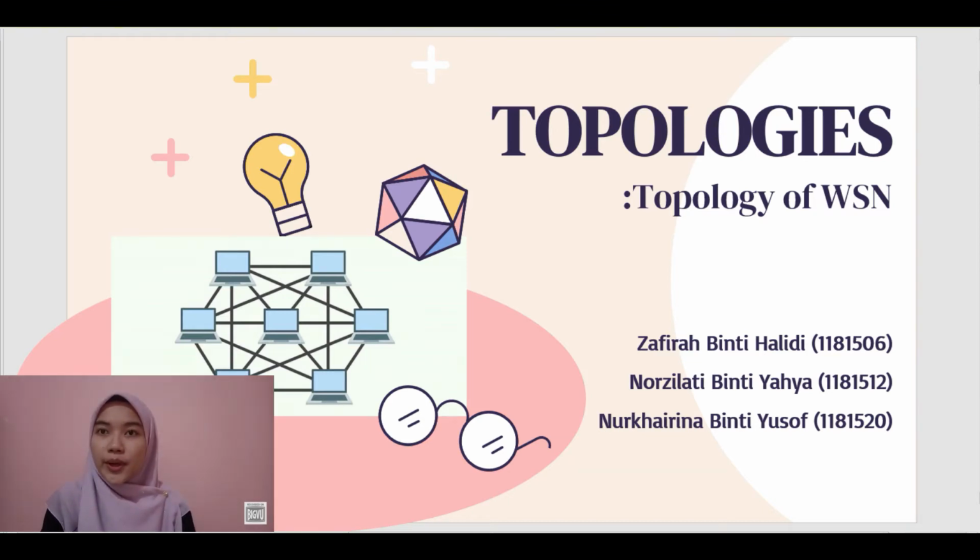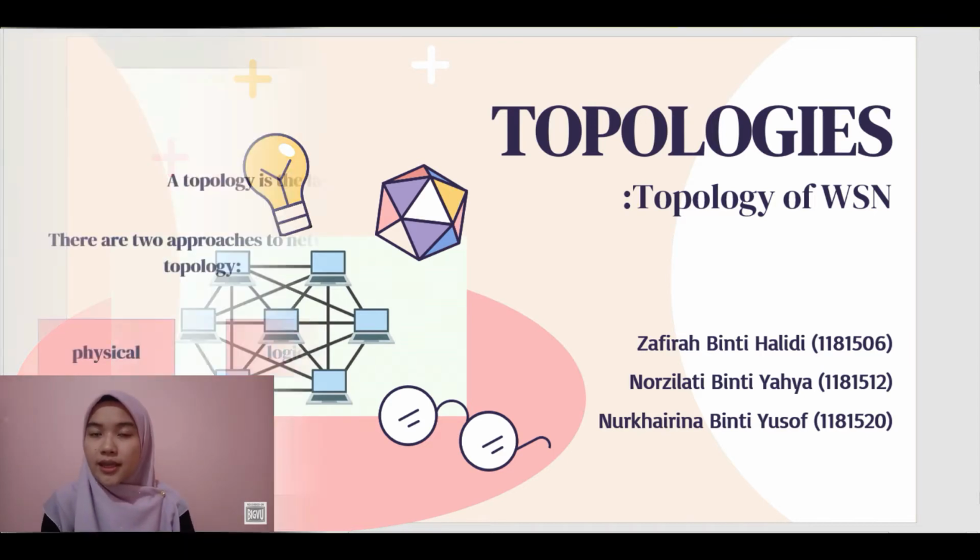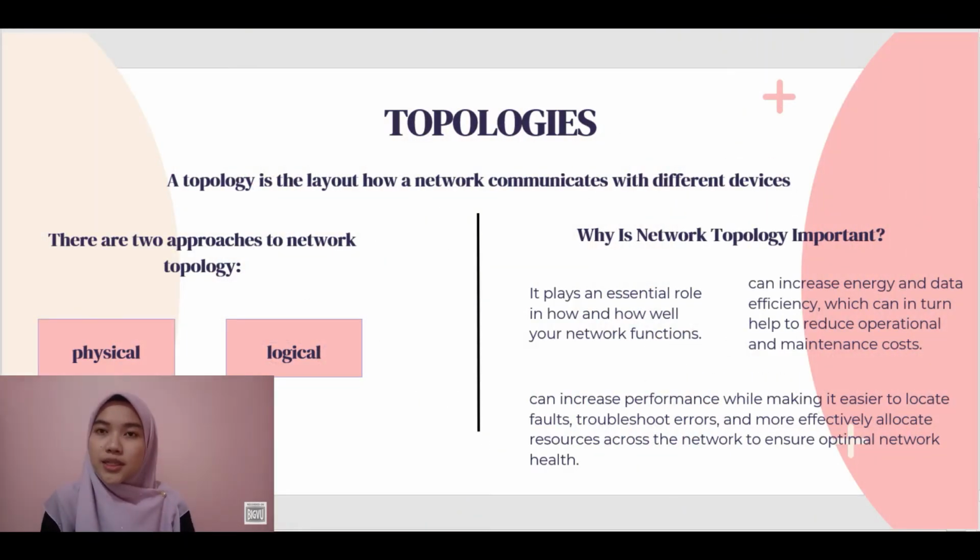Today, we're going to be talking about topologies, our issue: topologies for WSN. So what is topology? A topology is the layout of how a network communicates with different devices. There are two approaches to network topology, which are physical and logical. The physical network topologies refer to the actual connections, for example wires or cable, of how the network is arranged.